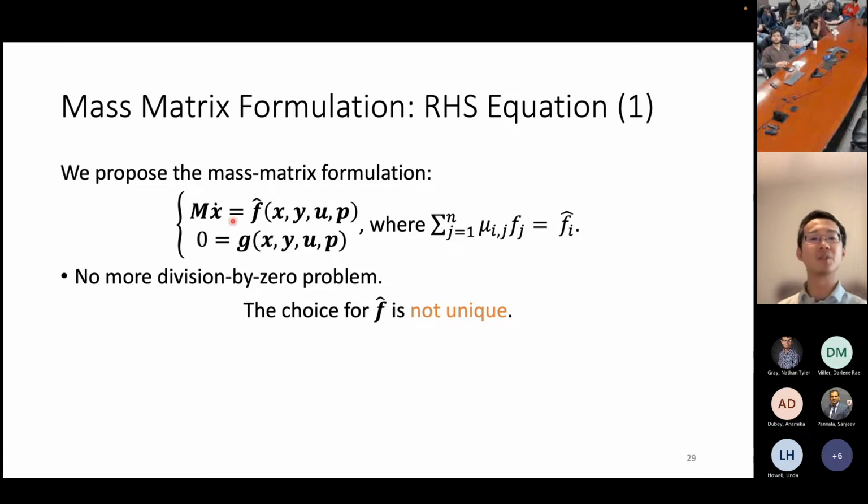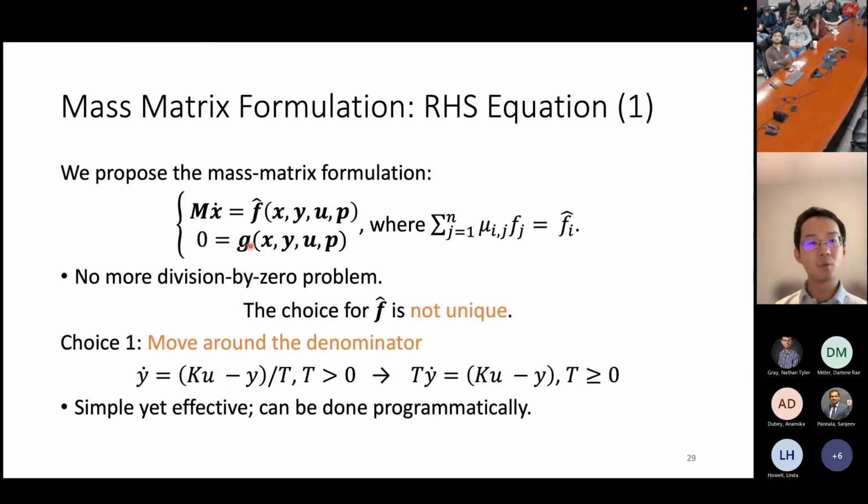So the idea is to reformulate the DAE a little bit. It was x dot equals f. Now it becomes M times x dot equals f hat. As long as a condition is satisfied, those two formulations are equivalent. But here you can see there is no division by 0 problem if all the denominators are moved to the M matrix. There are different ways to choose f hat.